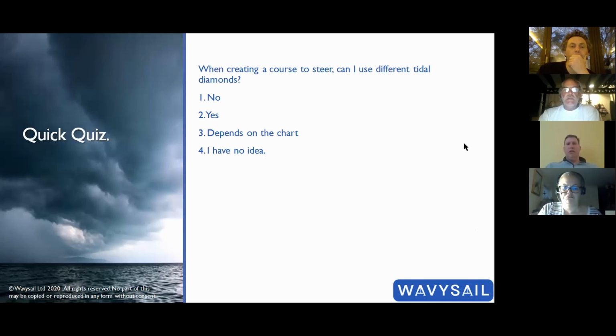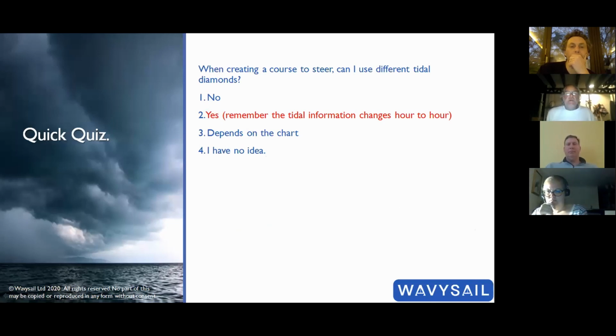Again, the answer is a resounding yes. And remember, tidal information is only given to you on an hour-to-hour basis. So if we look at that tidal diamond, it was 6 hours before, 5 hours before, and all the way to high water, and then 1, 2 to 6 hours after. So every hour it changes, so you need to do it every hour. Therefore you can use multiple diamonds and multiple hours.